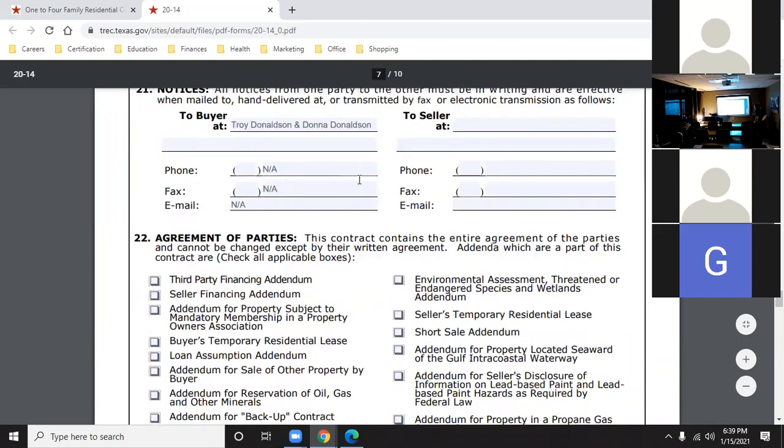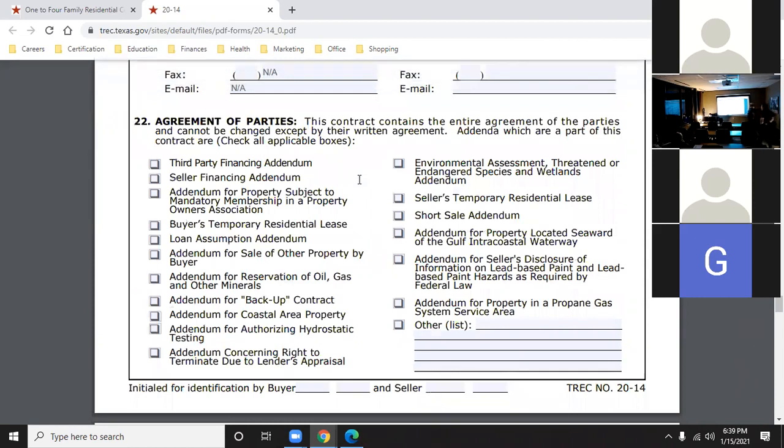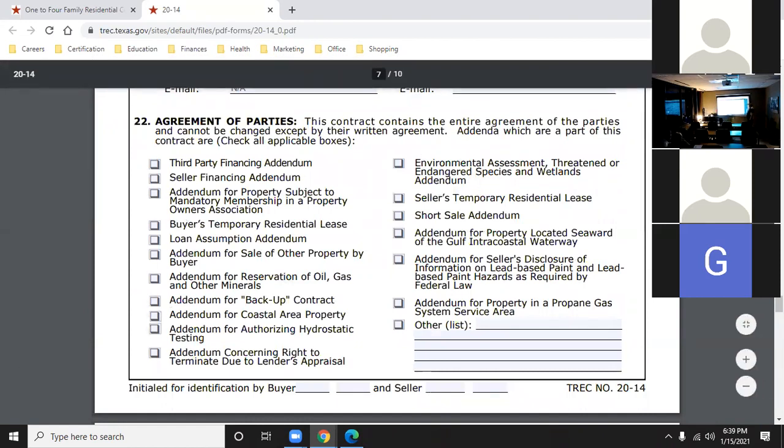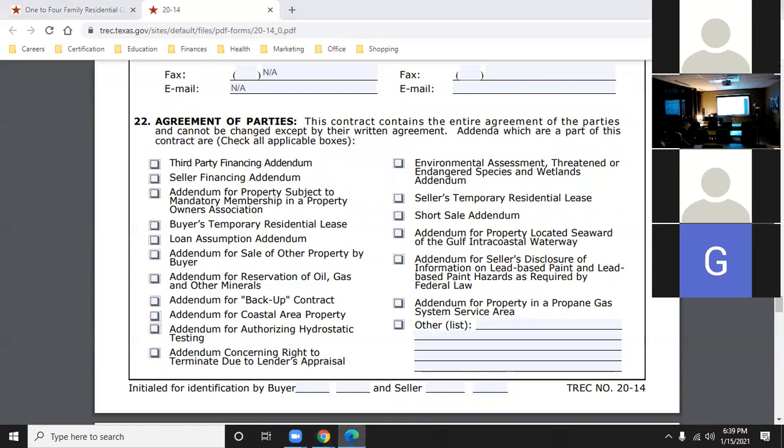All right, 22. Ooh, the fun. What sort of addendums? I say let's throw Mr. Garrett under the bus real quick. What does Mr. Garrett think of 22? You're under the bus.